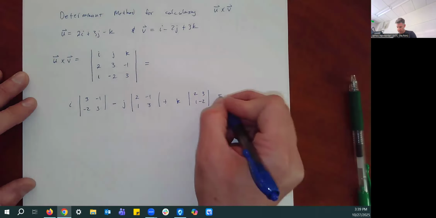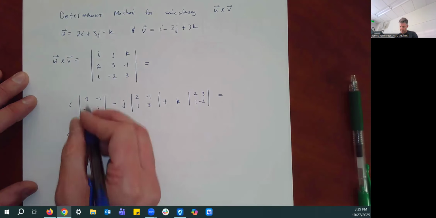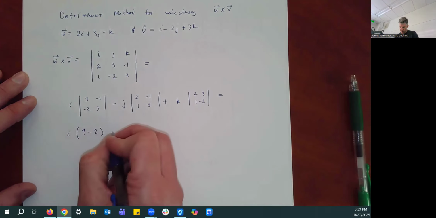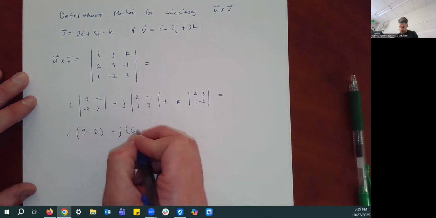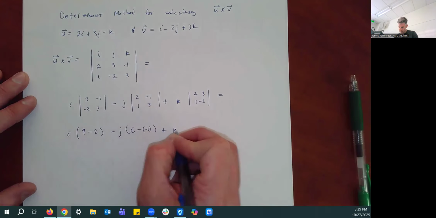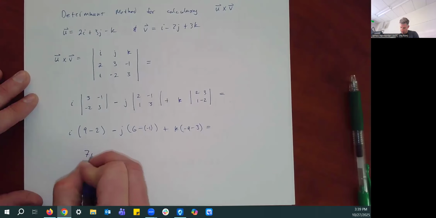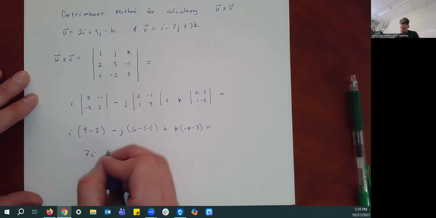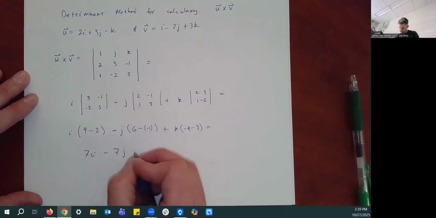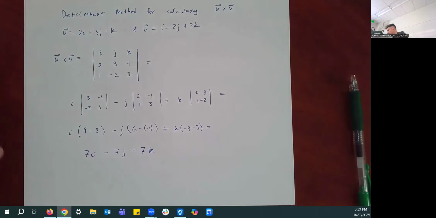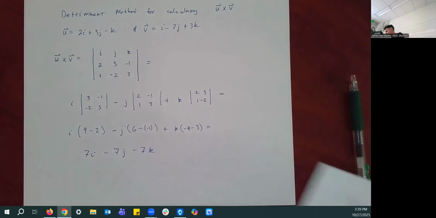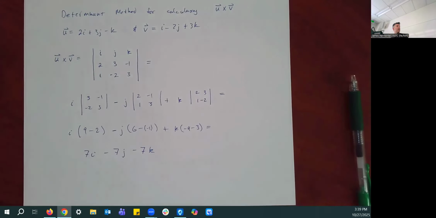So let's see, we end up getting I times 9 minus 2 minus J times 6 minus minus 1 plus K times -4 minus 3, which ends up being 7I minus 7J minus 7K. Is that the same? I better hope so. It is the same. Okay. Thank goodness. Much better than the thing we did before to calculate it, in my opinion.